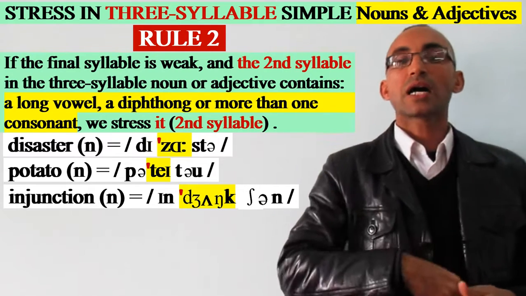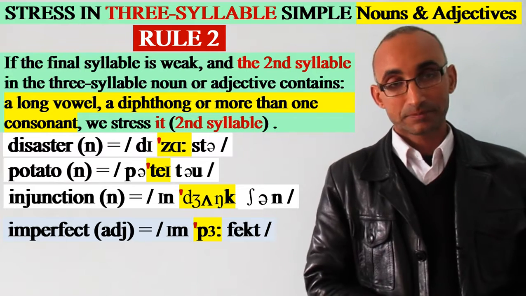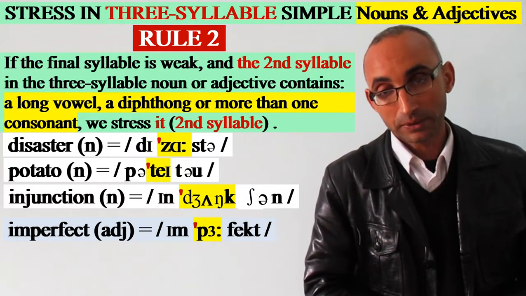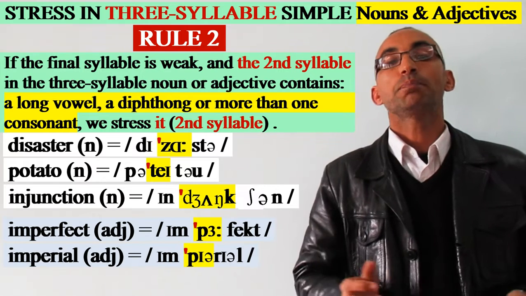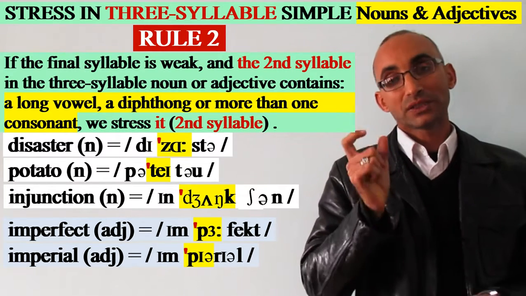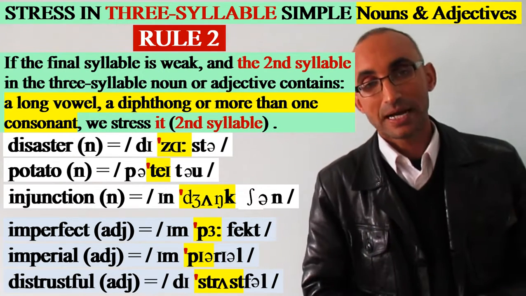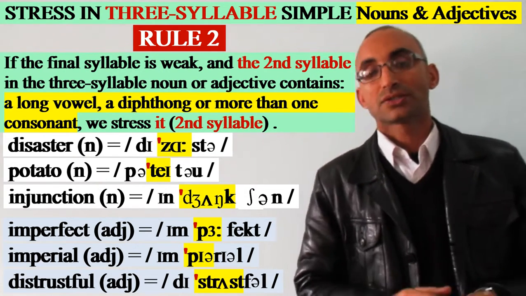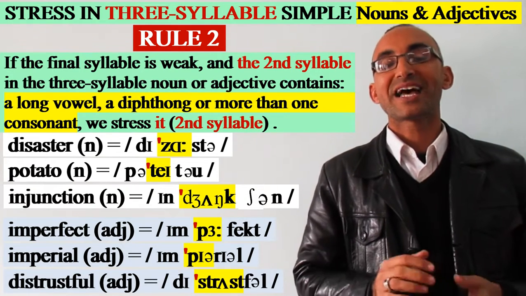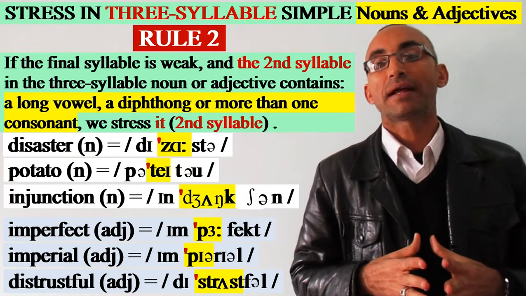Now also other examples with adjectives. I have imperfect. Per is stressed, it contains a long vowel. Imperial, pure is stressed, it contains also the diphthong ear. And also distrustful. So rust also contains one vowel plus more than one consonant, sa and ta, that's why it is stressed.